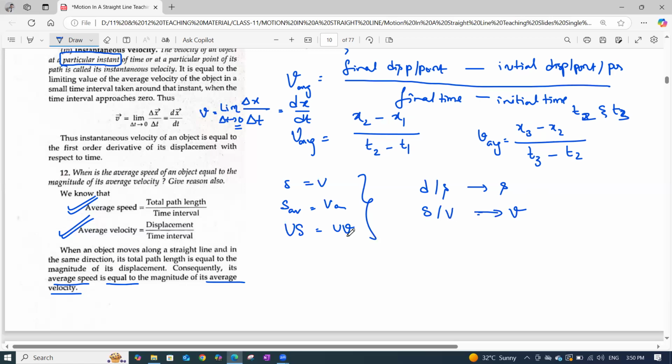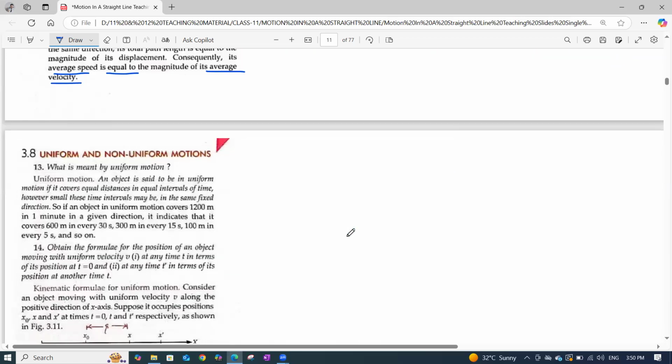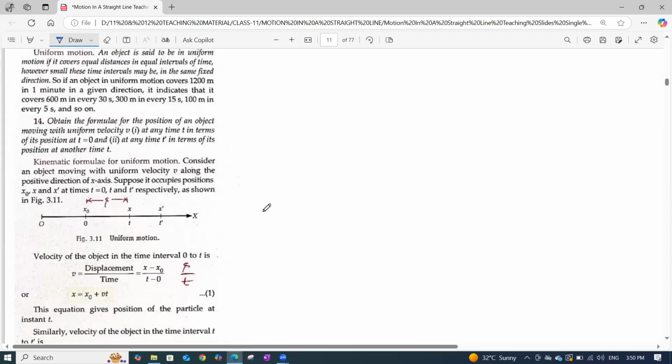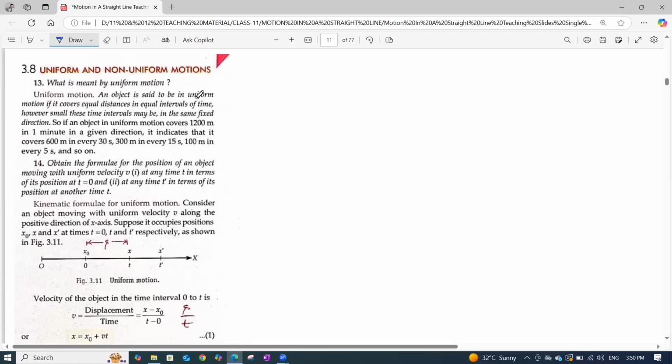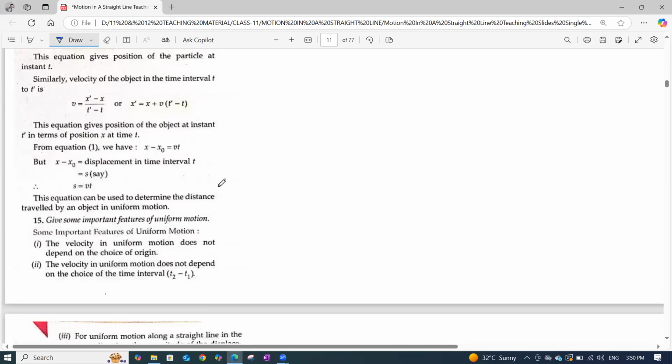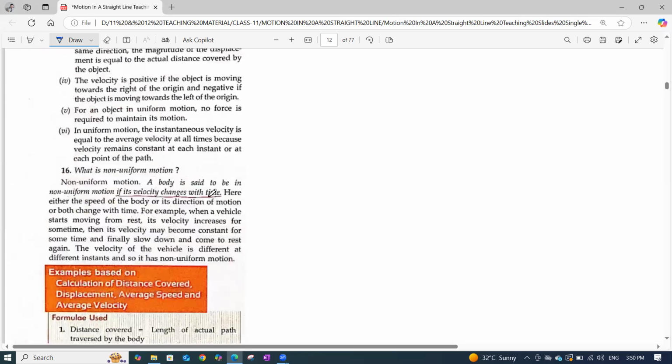Okay. Then after that, the last concept in this video, that is uniform and non-uniform motion. What is uniform motion? An object is said to be in uniform motion if it covers equal distance in equal intervals of time. So the body should cover equal distances. That is known as uniform motion, and not only equal distance, equal speed also, equal velocities also. And non-uniform motion is if a body is traveling unequal distances in equal intervals of time.